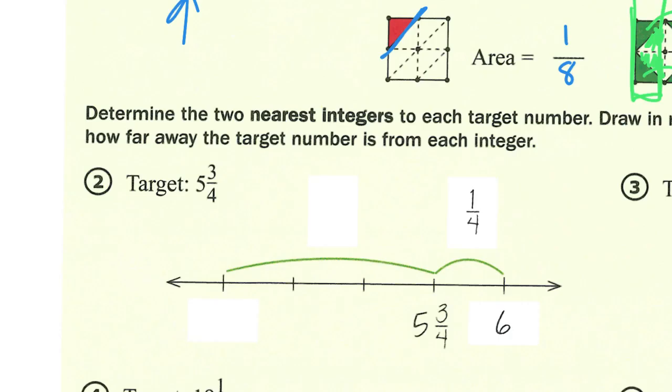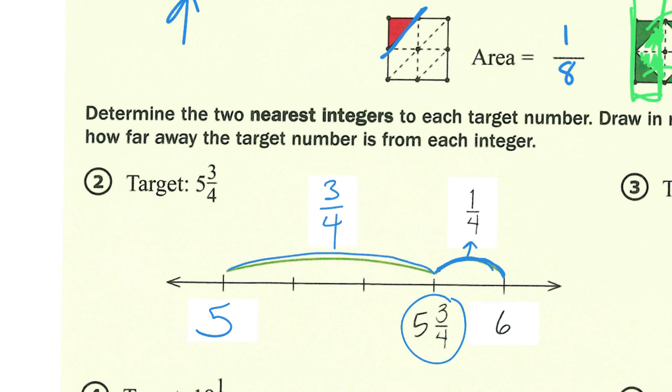In number 2, this is going to be similar to what we did with decimals. If we have a target number 5 3/4, we're first figuring out which integers or whole numbers it's between. So it's between 5 and 6. And then we're finding the distances. So between 5 3/4 and 6 is a distance of 1/4. And between 5 3/4 and 5 is a distance of 3/4.